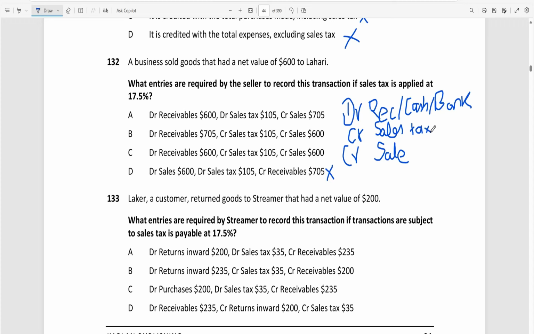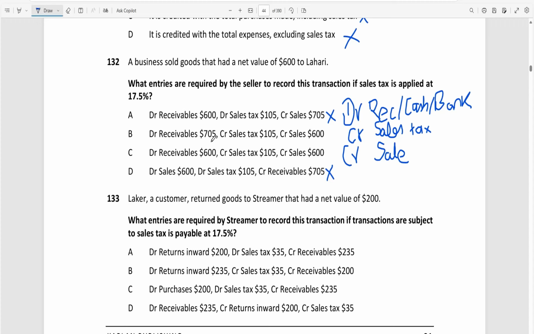Now if we look at the three remaining options, we can see in option A the sales tax has been debited, so this option is also eliminated. It's like KBC, you need to eliminate the options. Now we have only two options remaining, B and C, and it can be figured out from the amount. But the credit side amount is the same for both options. So if you figure out the debit side amount, you will easily solve this question.